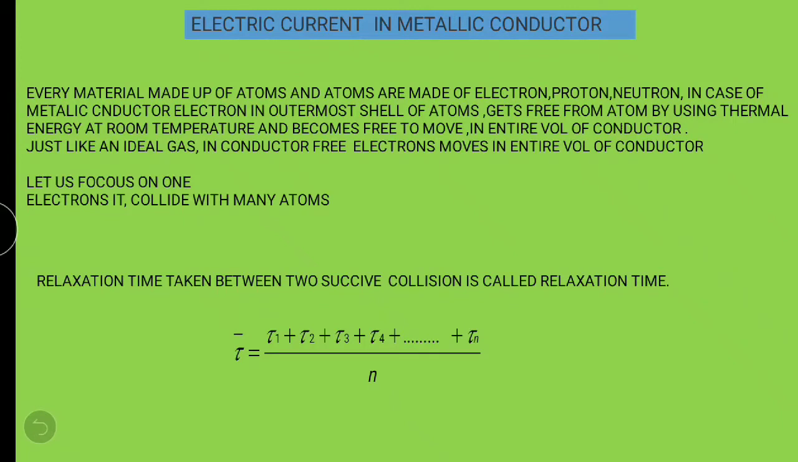Students, you have been taught in class 11 the kinetic theory of gases. In that, an ideal gas was kept in a container, and the molecules of the gas do a random motion inside the container. In the same way, electrons also do random motion inside the conductor.